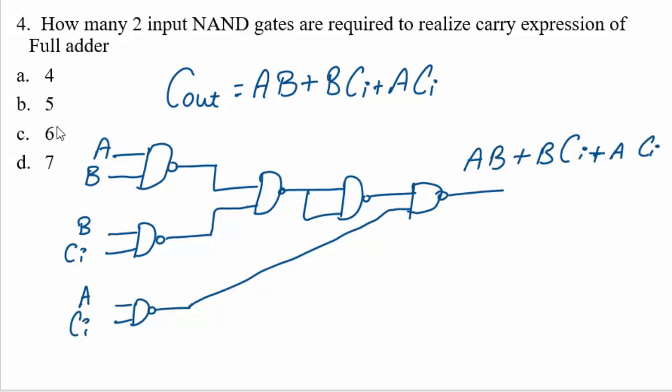So the corresponding option is 6, nothing but option C. How many NAND gates have you used? You have used 6 NAND gates.